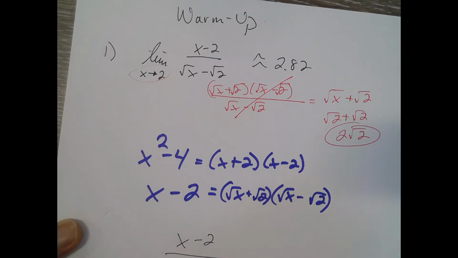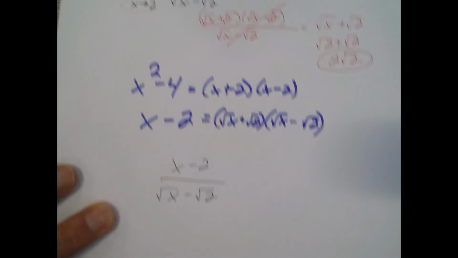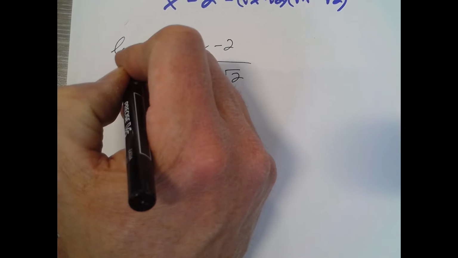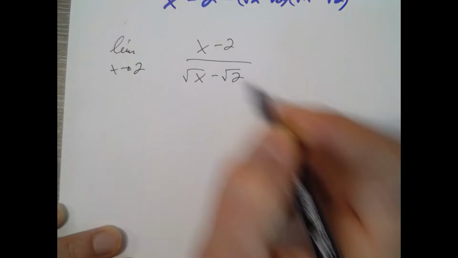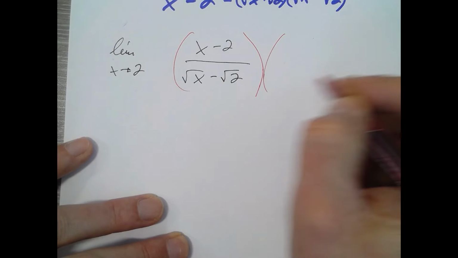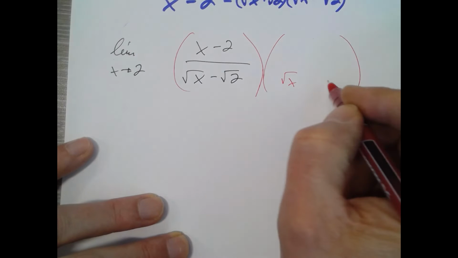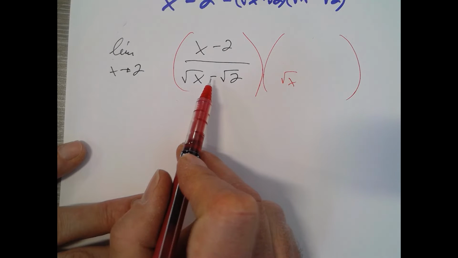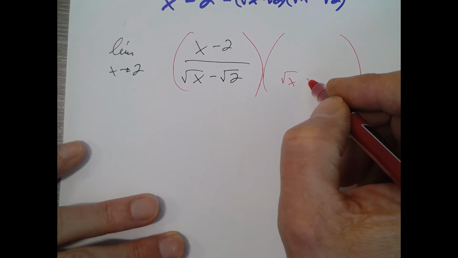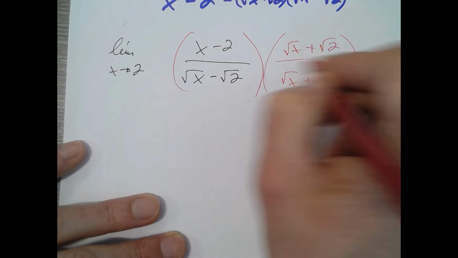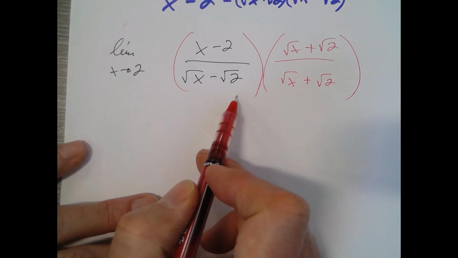Another way that actually may have more applications, if I'm still trying to find the limit here as x goes to 2, is to multiply the top and bottom by the conjugate. Now we've done conjugates this year. It's when you change the operation in the middle, so I'm going to multiply by the square root of x plus the square root of 2, over the square root of x plus the square root of 2. I'm multiplying by the conjugate of the bottom.